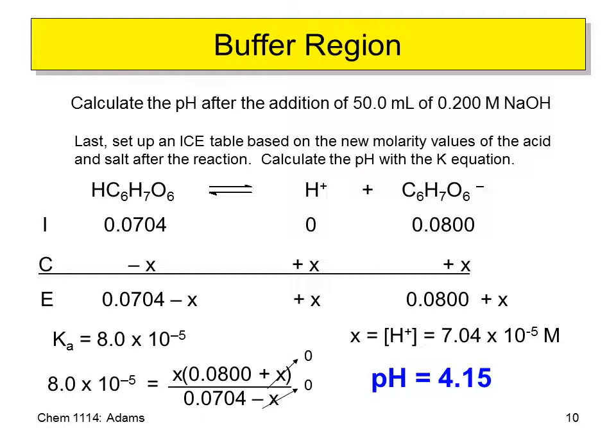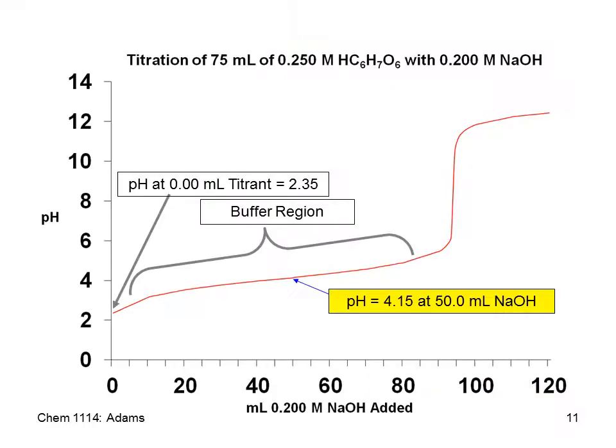Alright, let's go ahead and put this one on this particular chart, and there it is, 4.15 at 50 milliliters of sodium hydroxide.